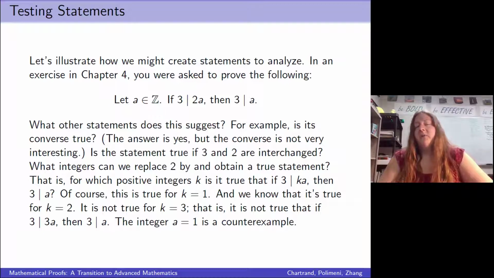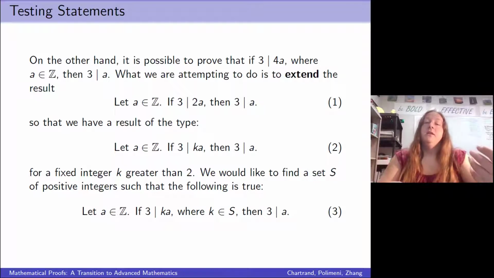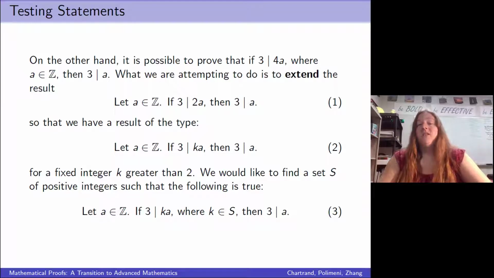All right. So what about if I put a 3 there instead? If 3 divides 3A, then 3 divides A. Well, that's not actually true, because if I plug in 1 for A, then I have 3 divides 3 times 1, which is 3. That's true. And 3 does not divide 1. So A equals 1 is actually a counterexample for this. So I know that there are integers that I can't put in place of 2, and I know that there are integers that I can, because I've got 1, I've got 2, and then I can see that it's true also for 4.